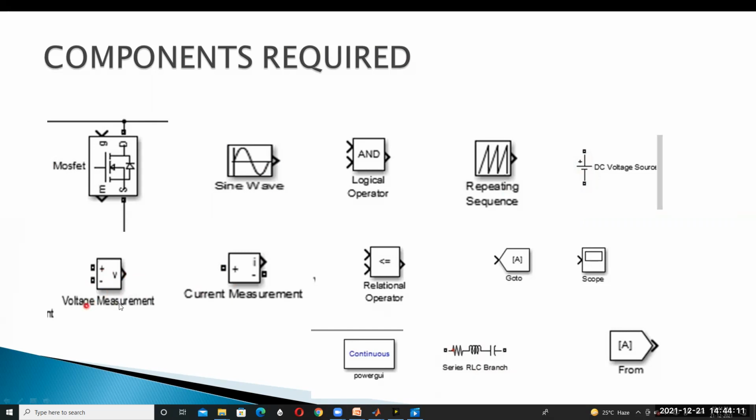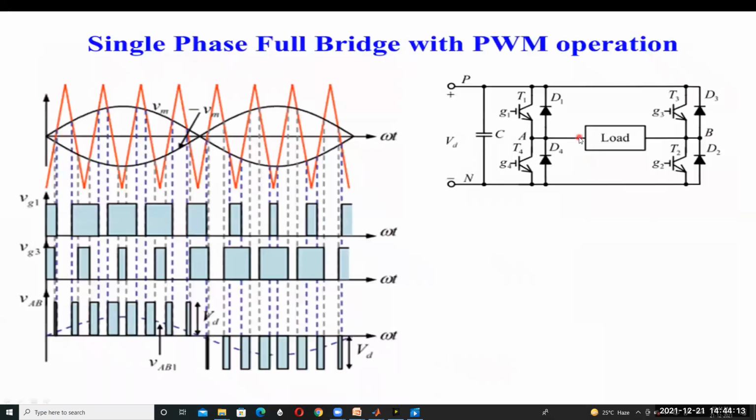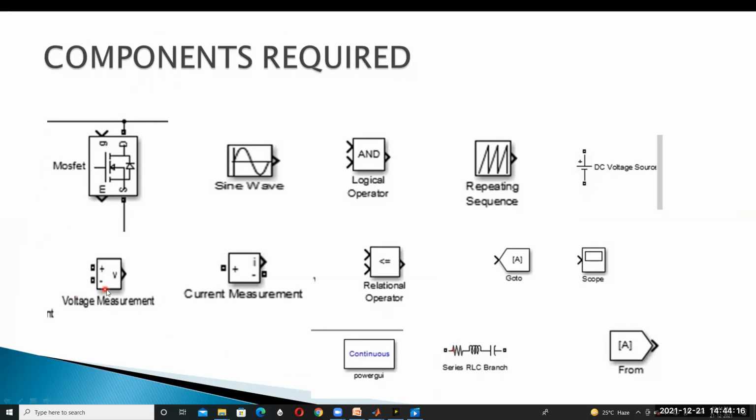We have to connect this voltmeter in parallel to the load, and then we will get the voltage across the load. And then current measurement: if you want to find the current flowing through the load, the current measurement is required.